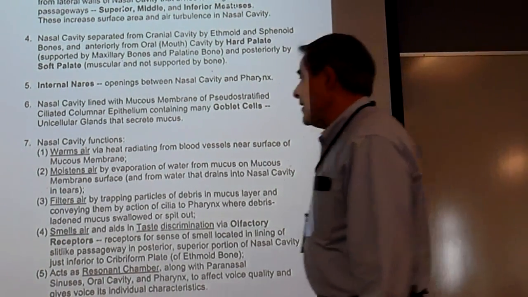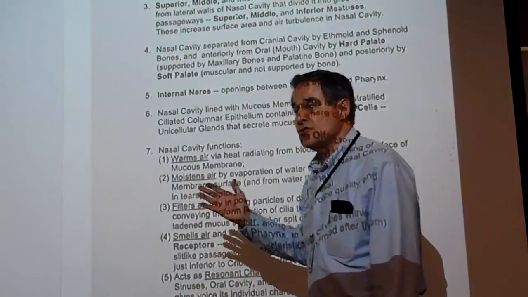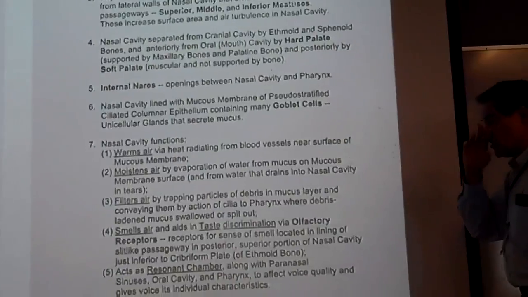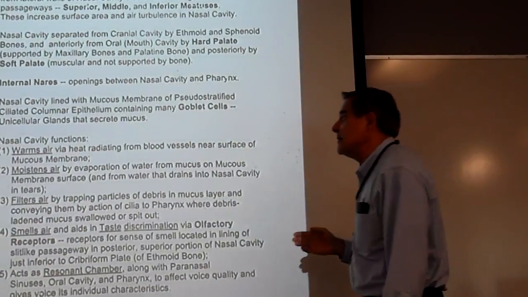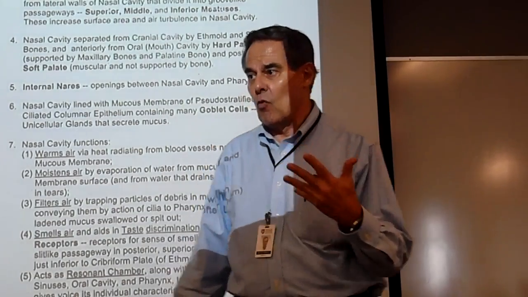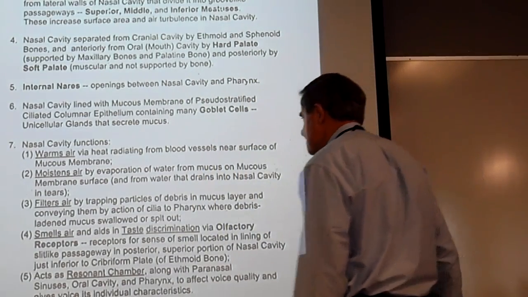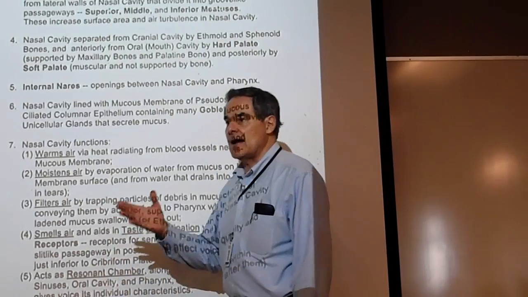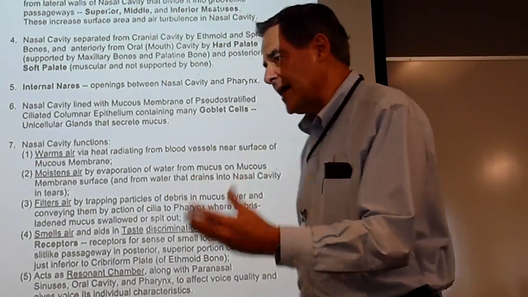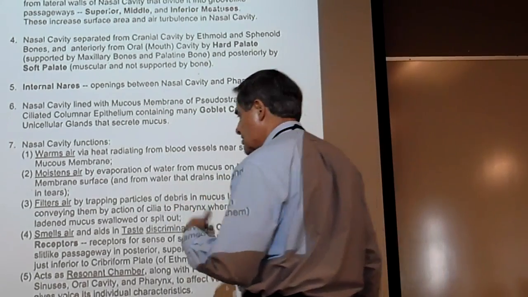Okay, the nasal cavity then, as we said, part of the conduction zone, is warming the air. You've got blood vessels close to the surface of the mucous membranes that line it. It also moistens the air because that mucus is full of water, so it's wet and sticky. And it filters air because that wet, sticky mucus traps debris in the air, and the mucilage can sweep it down to the throat, where it can be swallowed or spit out.